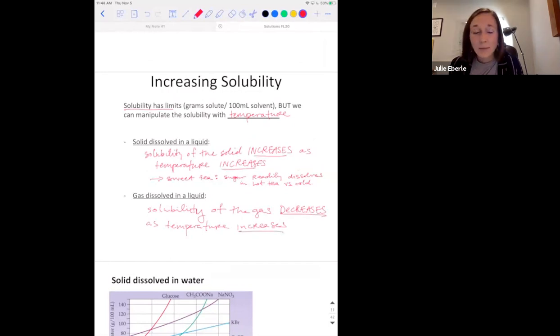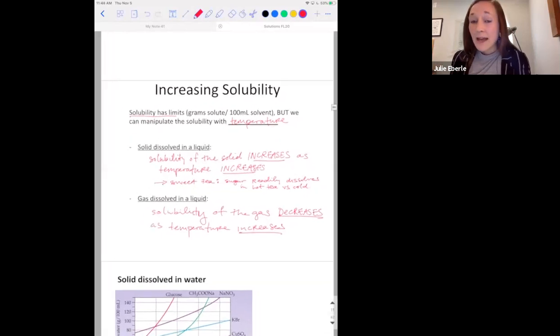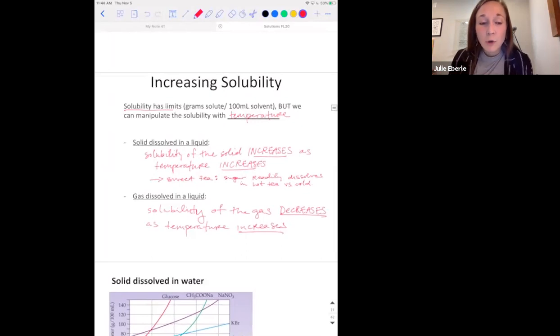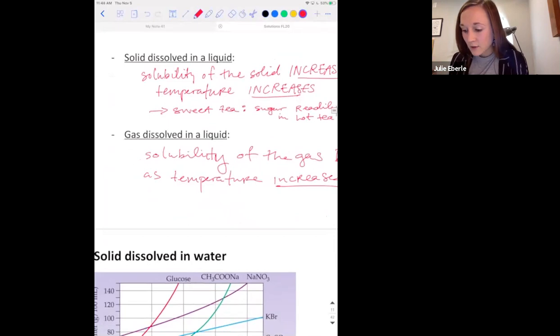So with gases, it's opposite. As you increase the temperature of, for example, our soda, less and less gas is going to be dissolved in that soda. More gas is going to escape. But as you get it colder and colder, the more likely the gas is to stay dissolved in the soda. For example, CO2 in water.